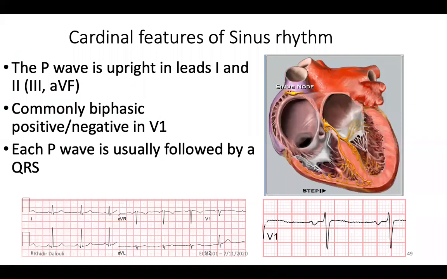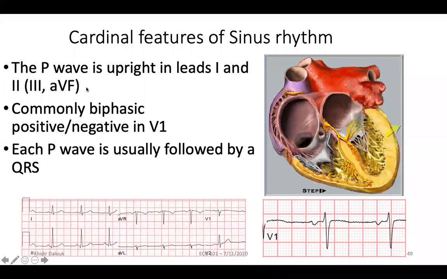The cardinal feature to say the rhythm is originating from the sinus node is to look at the P waves and make sure: are they upright in leads 1, 2, 3, and aVF, and are they biphasic in lead V1? The other part that people always focus on is whether there is a P behind every QRS. A P behind every QRS does not necessarily mean sinus rhythm. A one-to-one relationship between P and QRS tells you the relationship between what the atria and the ventricles are doing. They are in a one-to-one relationship. But in order to say this is sinus rhythm, the rhythm originates from the sinus node.